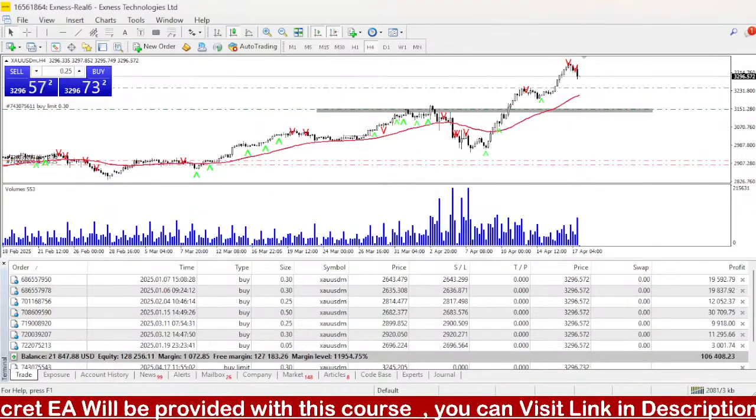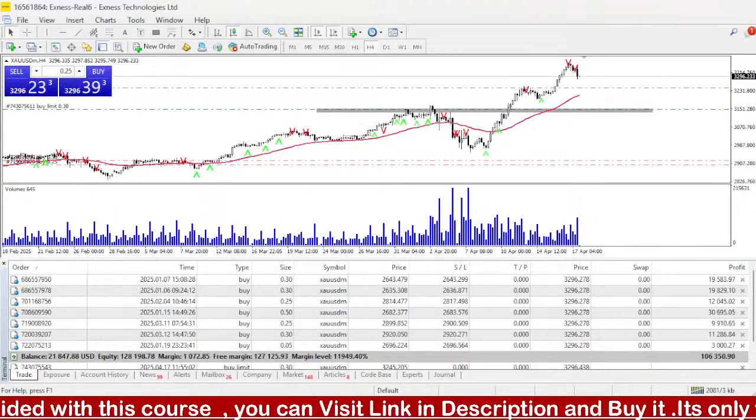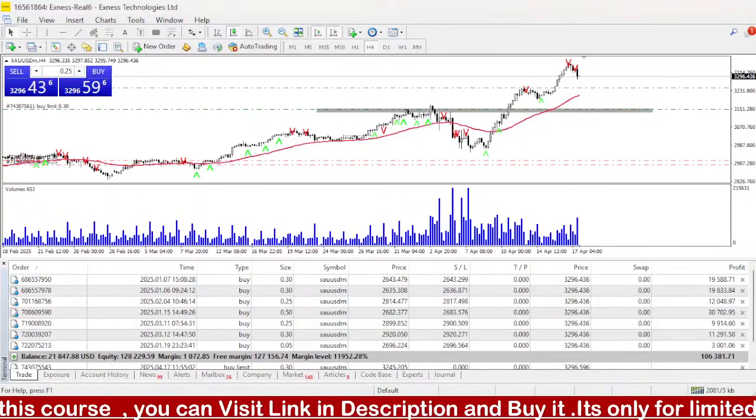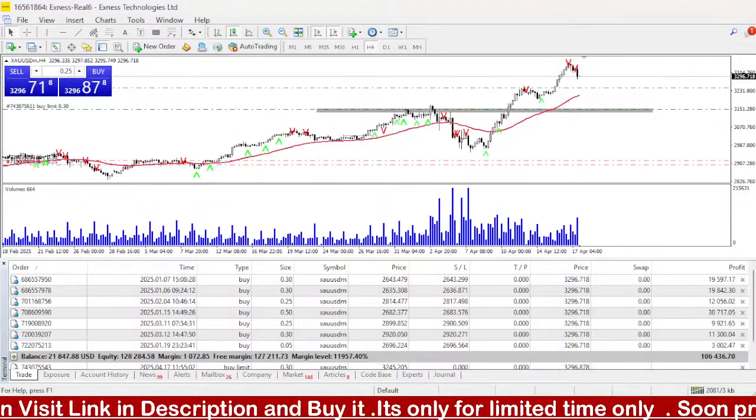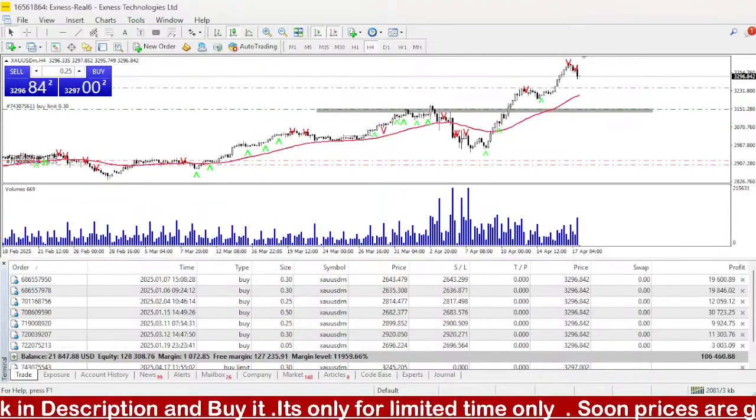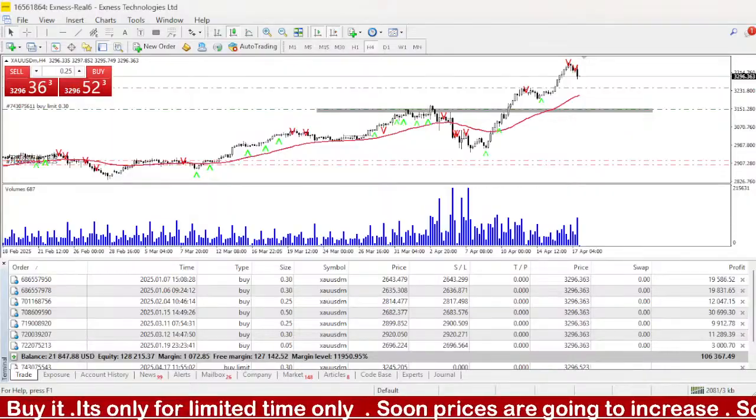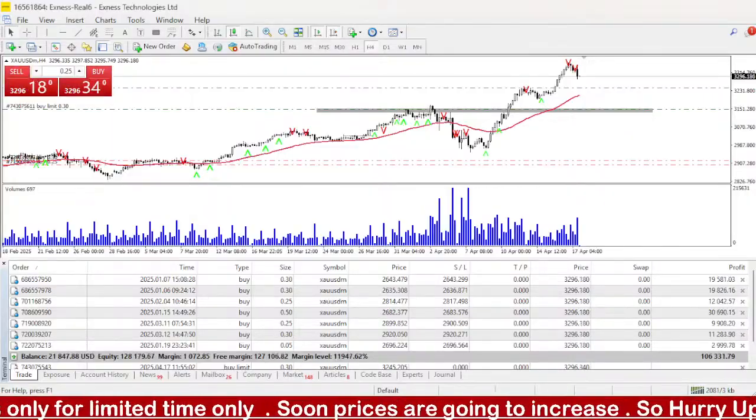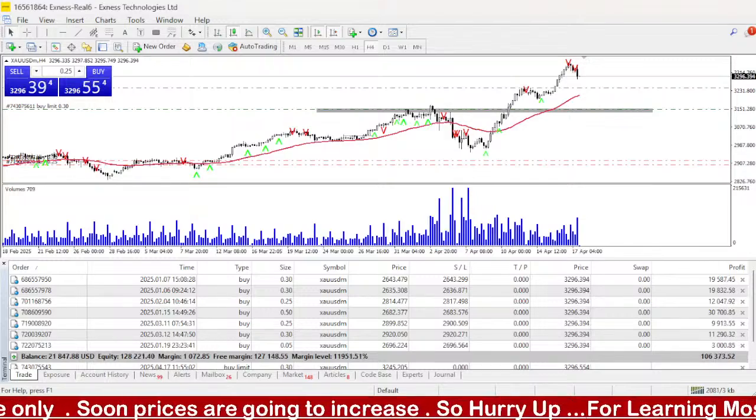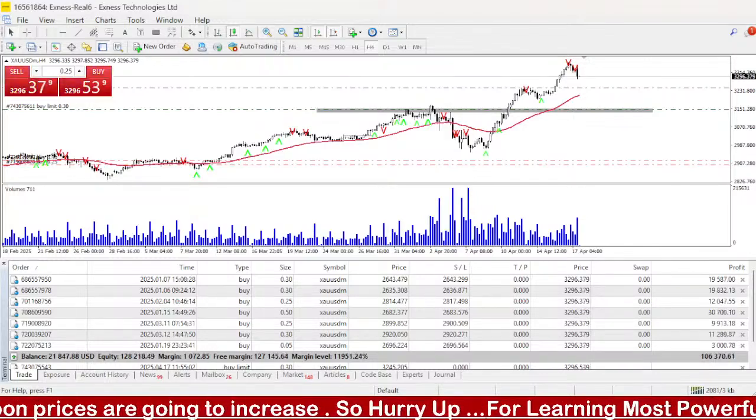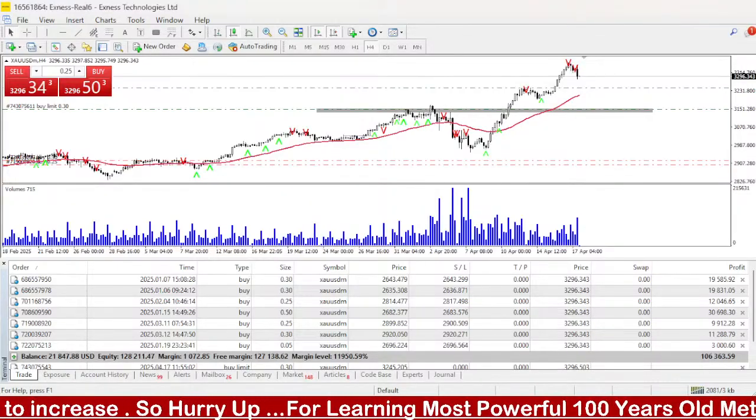And those waves have sub waves in them, meaning that one wave will contain more waves. One impulsive wave will contain 5 sub waves. Then if I talk about the corrective wave, one corrective wave has 3 sub waves in it. So those 5 sub waves will be like first impulsive, then corrective, then impulsive, then corrective, then impulsive, and this is a 5 wave structure.